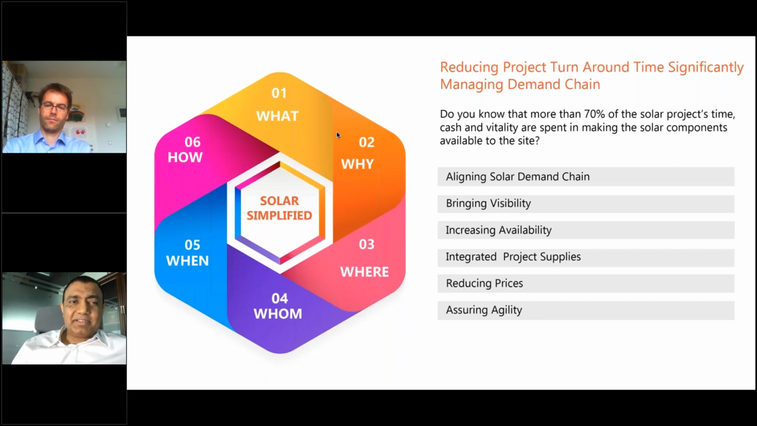For all EPCs and installers, the benefit they will get at the end of the day is that a project which is supposed to be completed in 6 months time, can that be completed in 5 months or 4.5 months? So instead of 180 days, can it be 150 days or 125 days?